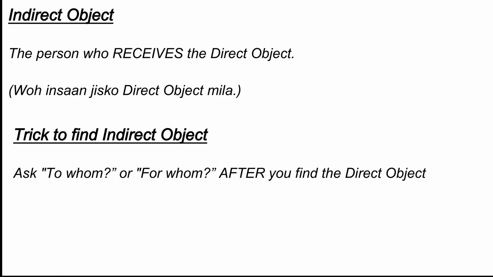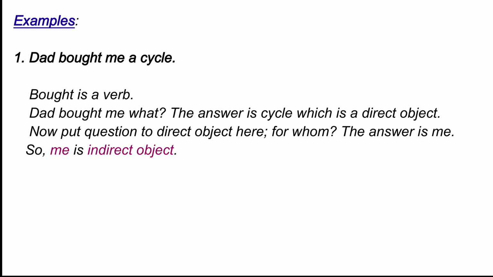Trick to find indirect object, ask to whom or for whom after you find the direct object. Examples: Dad bought me a cycle. Bought is a verb. Dad bought me what? The answer is cycle, which is a direct object. Now put question to direct object here. For whom? The answer is me. So me is indirect object.